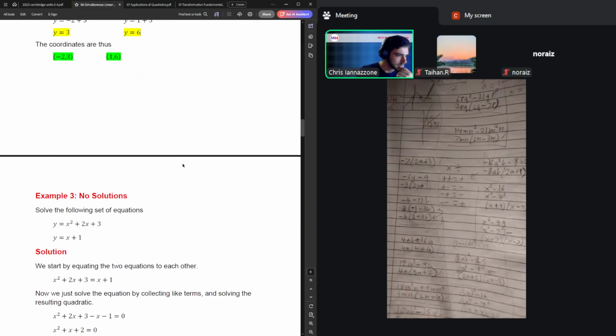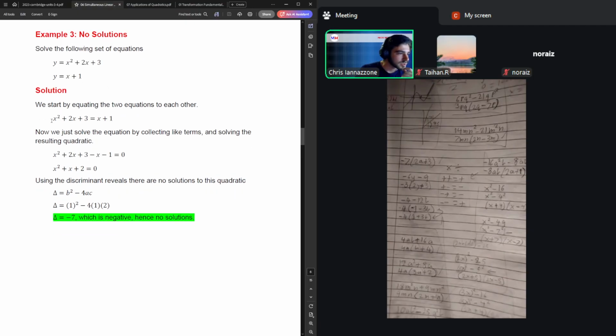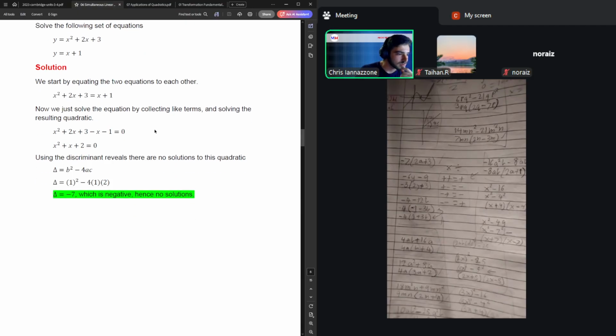It is too late. Okay, and the last option would be no solutions, right? So what you'll end up with is a quadratic which cannot actually be solved. Whether you do your quadratic formula or otherwise, you won't actually find any solutions, simply because your quadratic is either fully above the x-axis or fully below the x-axis.